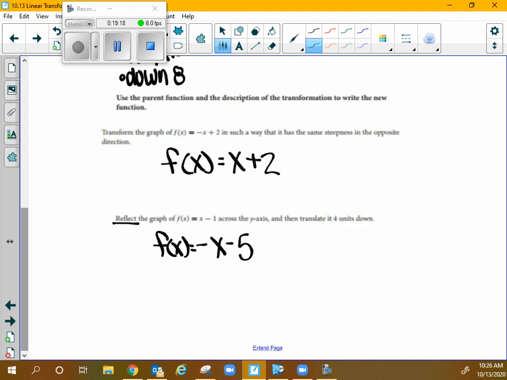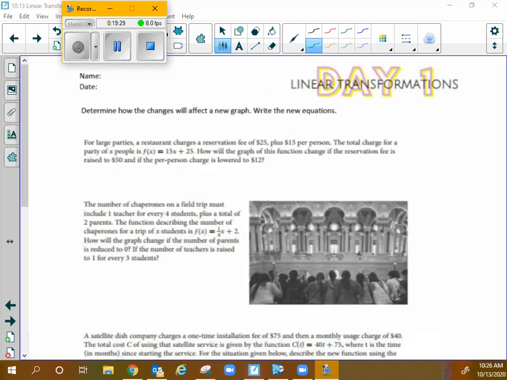You were, yes, you are on the, and you're actually right. Determine how the changes will affect a new graph, then write an equation. So we're talking about the effects on the graph and then writing a new equation.